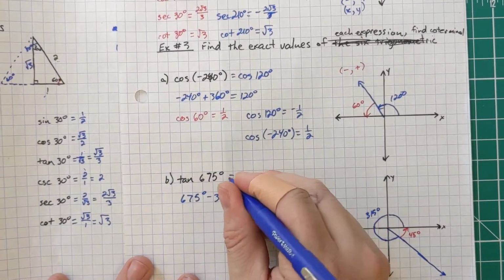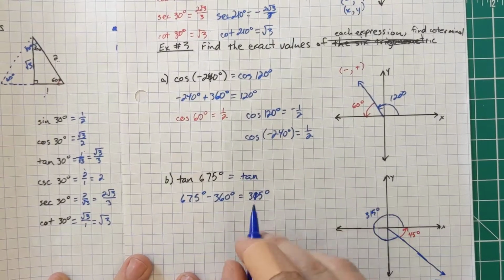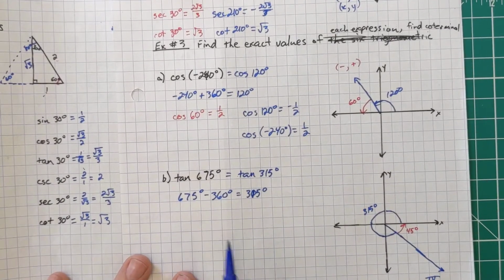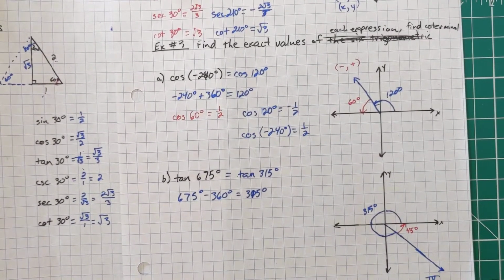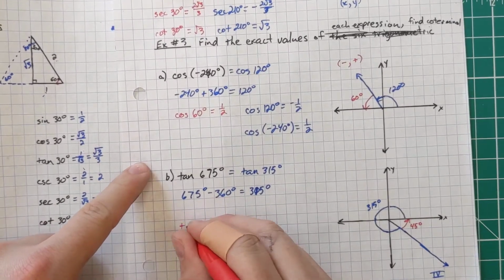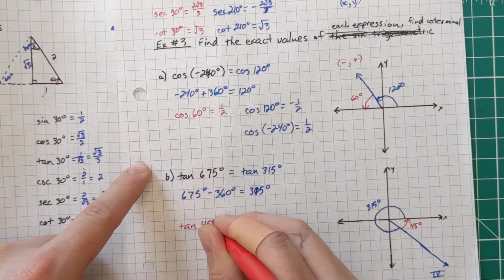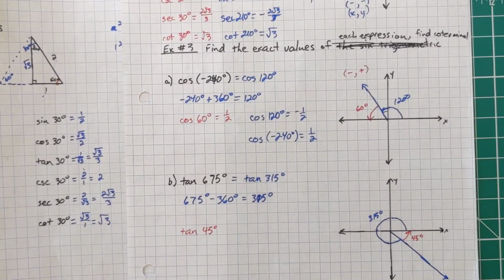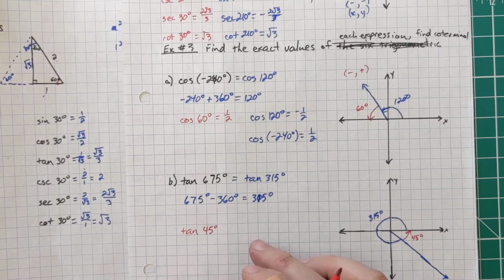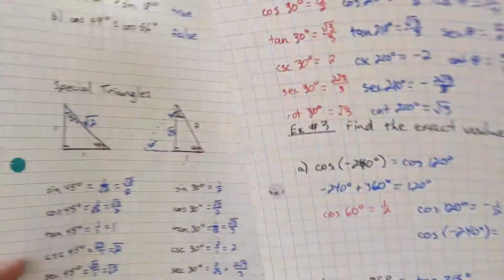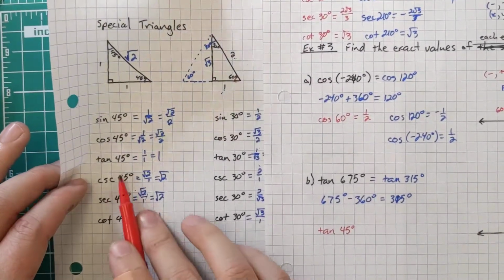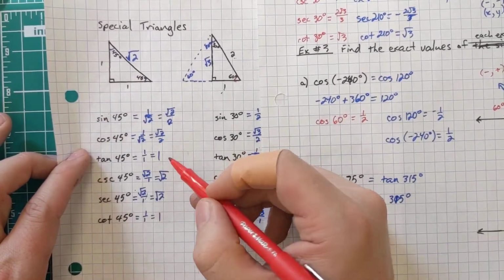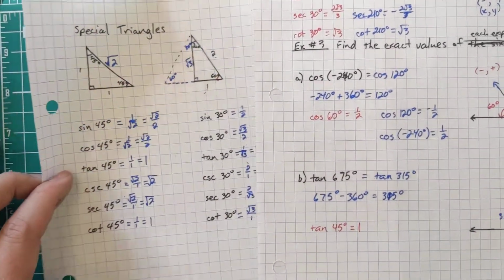So this is equal to tangent of 315 degrees. And we want to use our reference angle of 45 degrees. So first thing we want to do is tangent of 45 degrees. Now let's go back and look. So tangent of 45 degrees, that would be opposite over adjacent, which was 1 over 1, which is 1. So tangent of 45 degrees is 1.